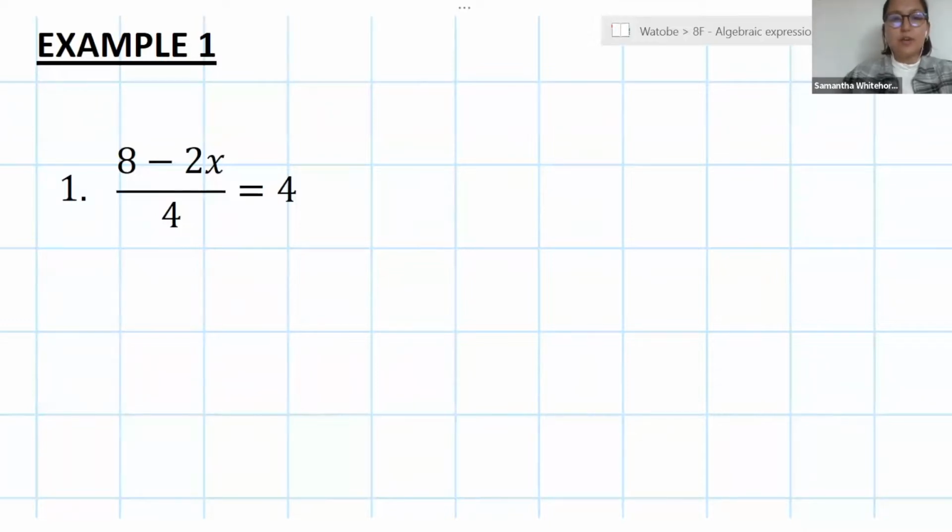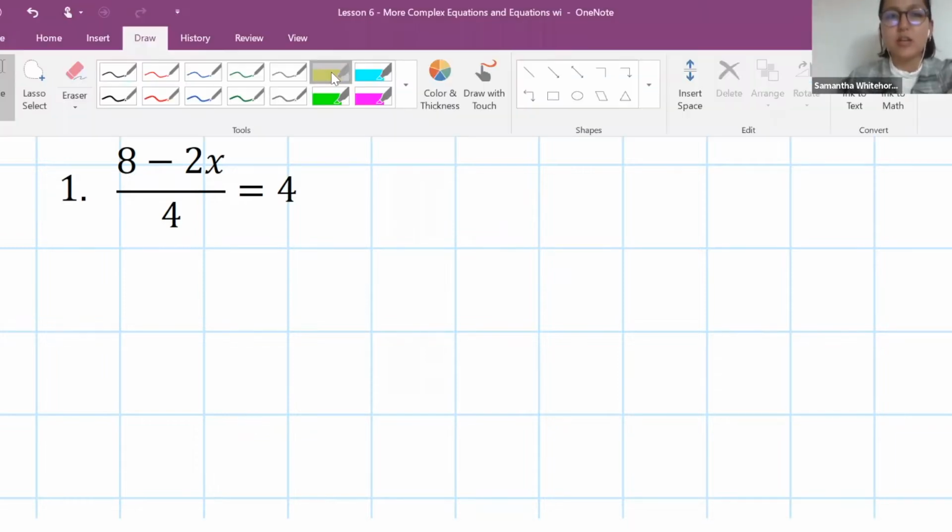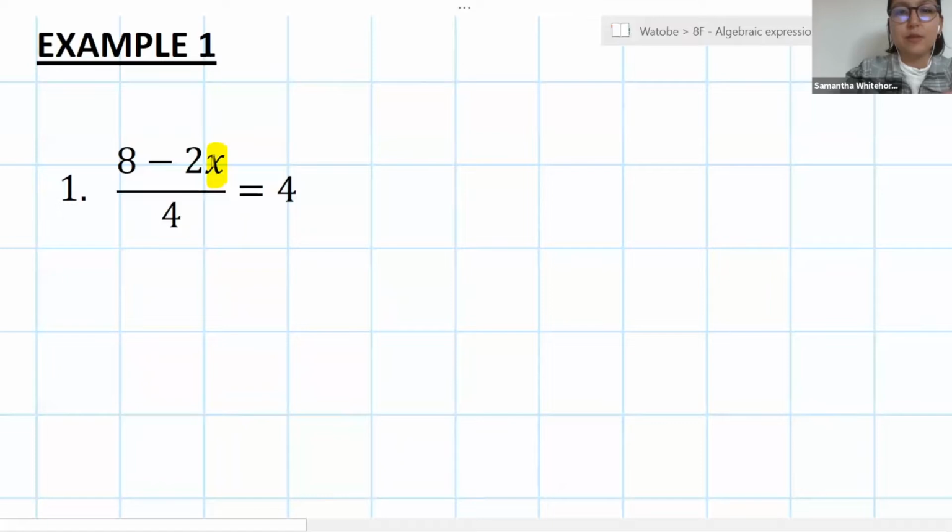So what we've got here is (8 - 2x) / 4 = 4. What we need to remember is that when we are solving an equation, the goal is getting this x variable alone. I'm solving for x.